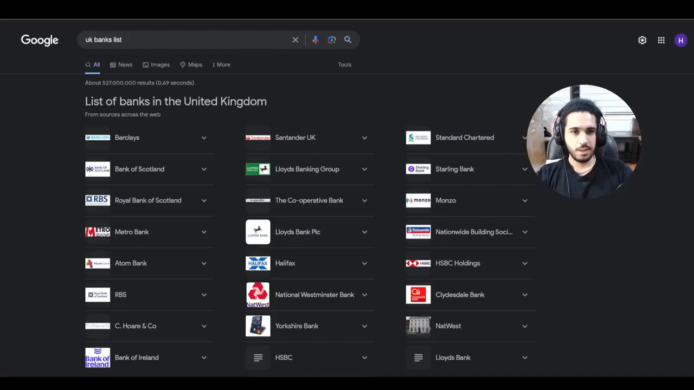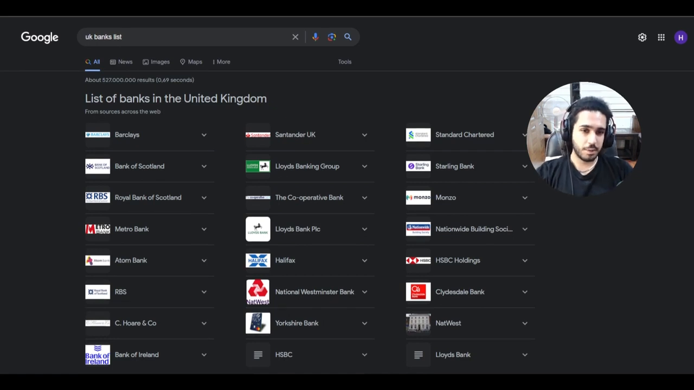So before we conclude, let's talk a little bit about some general tips for choosing the best bank account for you as a student in the UK. These tips will apply no matter what your personal circumstances are. The first thing that I want to talk about is understanding your needs. Everybody's financial needs are different.